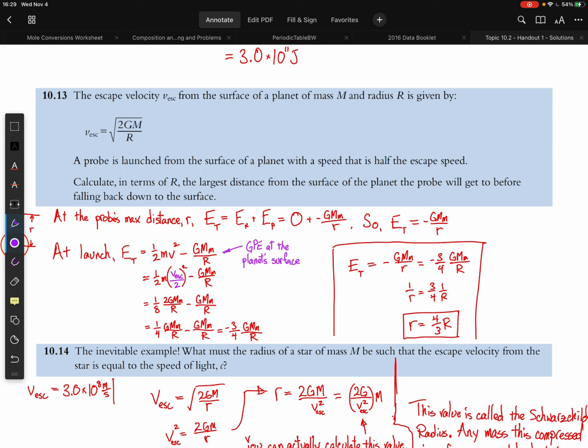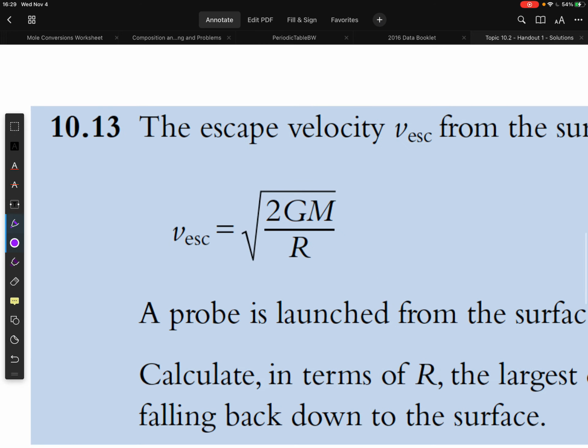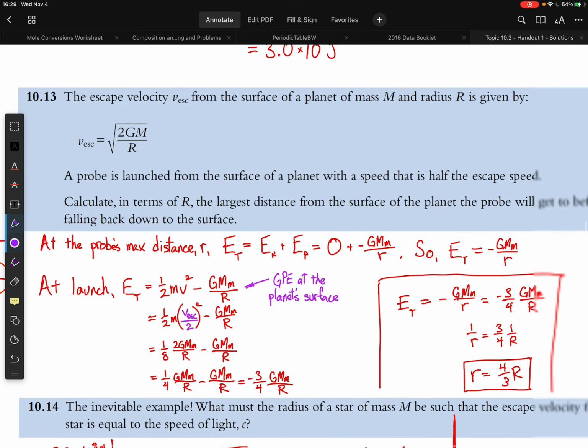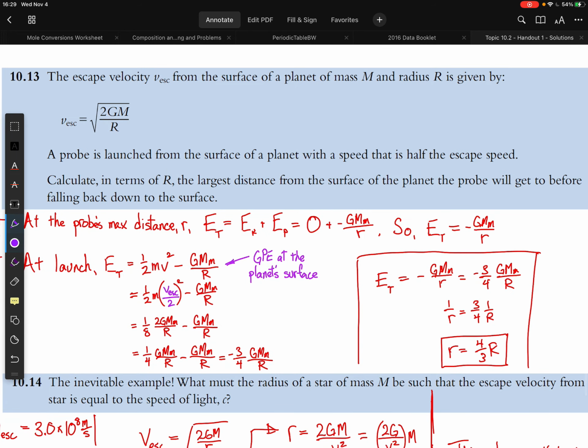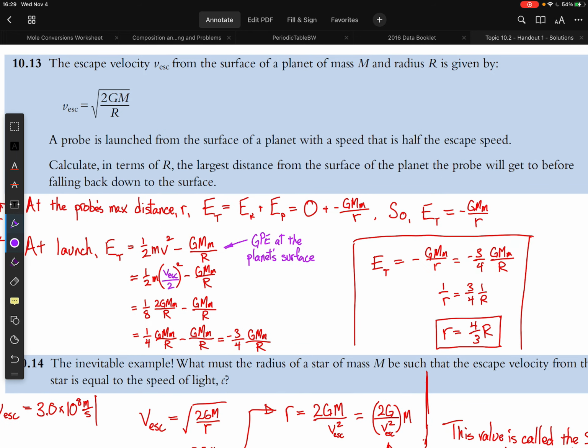Okay, next problem, 10.13. The escape velocity from the surface of a planet of mass m and radius r is given by, ta-da, and that is in your data booklet. So a probe is launched from the surface of the planet with a speed that is half the escape speed. Calculate in terms of r the largest distance from the surface of the planet the probe will get to before falling back down to the surface.